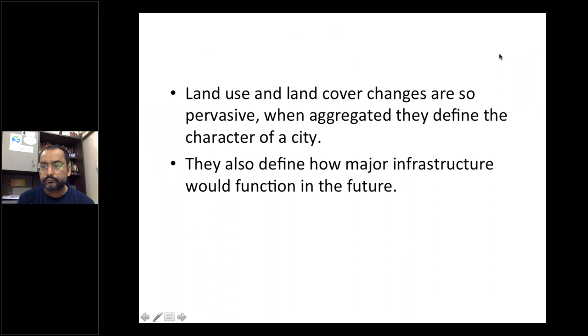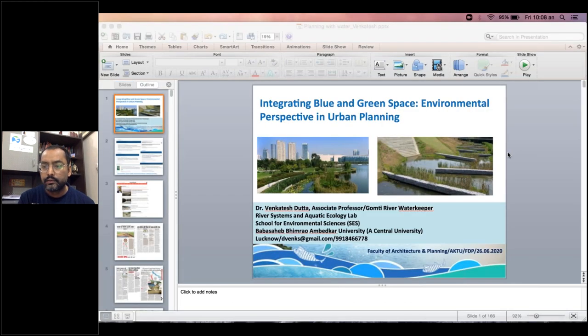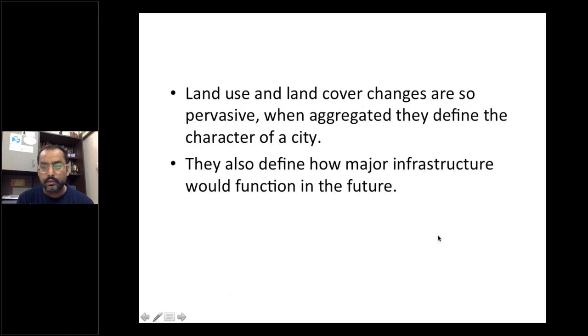First of all, if you see the land use and land cover, they are a very big element in your map whenever you start urban and regional planning. And they are pretty pervasive. When you aggregate the entire land use and land cover, they will define how a city would look. So basically, they would define the character of a city.